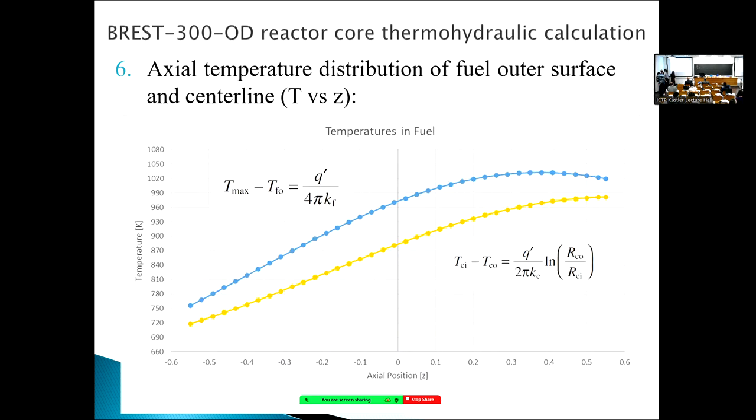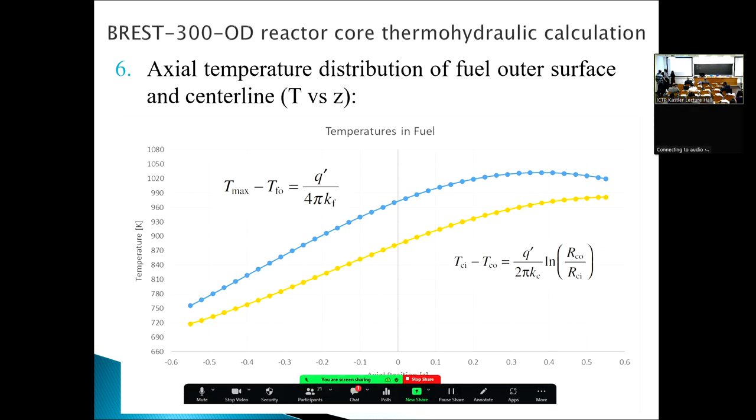So in this slide, we calculated the fuel centerline temperature and fuel pellet outer temperature. The yellow one is the fuel pellet outer temperature, and there's no gap in this problem set. So we calculated these two, the fuel pellet outside and the centerline temperature. The blue one, the centerline temperature, is higher than the clad outside. And we used the Tmax minus Tf0 formula for this.